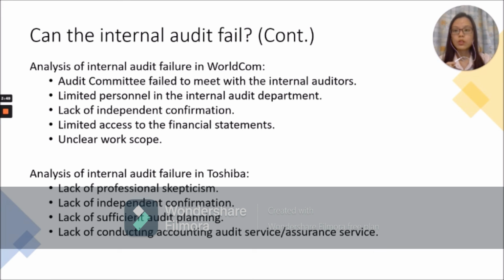For Qualcomm, the analysis of internal audit failure includes the audit committee failing to meet with the internal auditors, limited personnel in the internal audit department, lack of independence confirmation, limited access to the financial statement, and unclear work scope. For Toshiba, the analysis of internal audit failure shows a lack of professional skepticism, independence confirmations, sufficient audit planning, and the last is lacking conducting accounting audit services, also called insurance service.